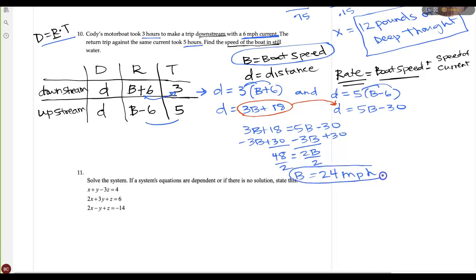Okay, and that's all it's asking us to do, right? Find the speed of the boat in still water. So the speed of the boat is 24 miles per hour. So that's all we need to do. Okay.